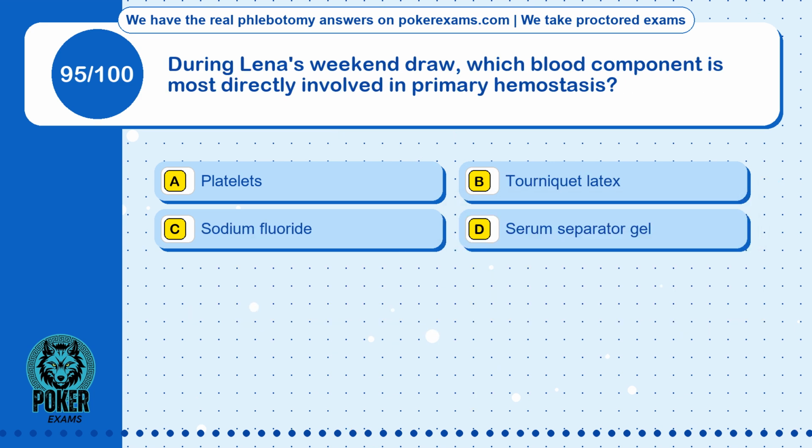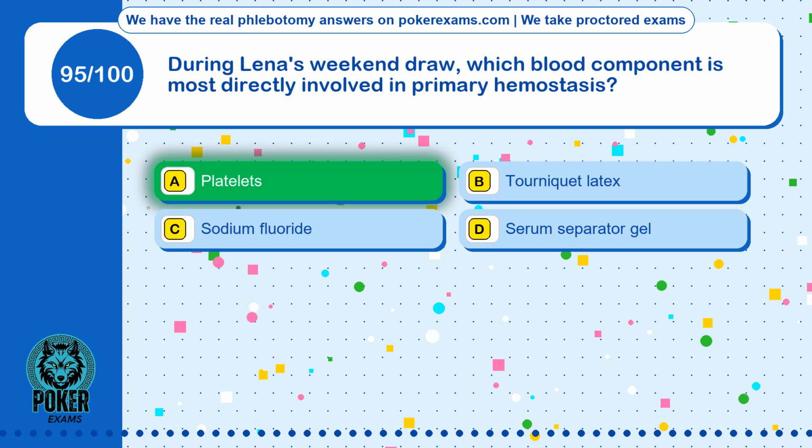Question 95. During Lena's weekend draw, which blood component is most directly involved in primary hemostasis? Option A platelets. Option B tourniquet latex. Option C sodium fluoride. Option D serum separator gel.